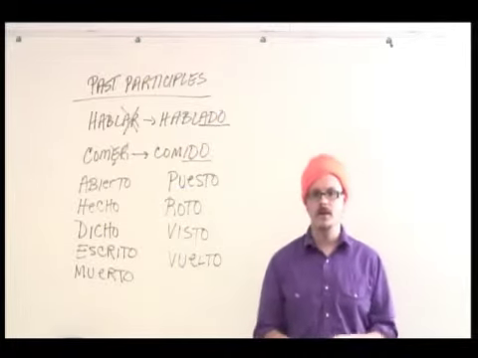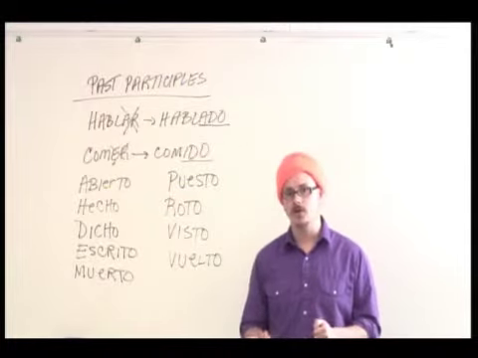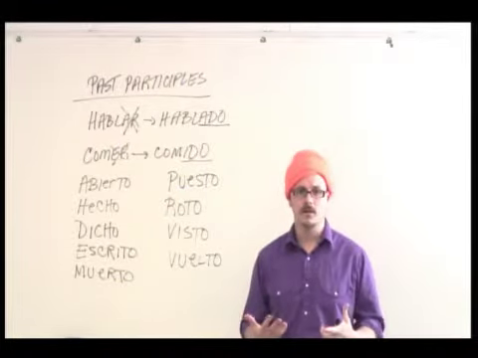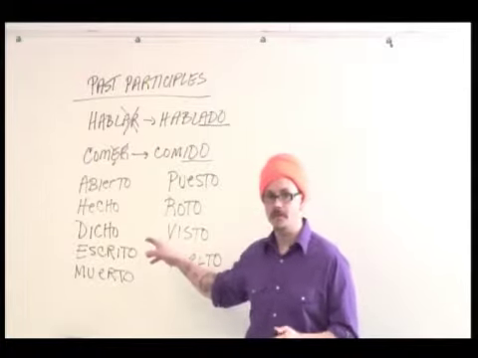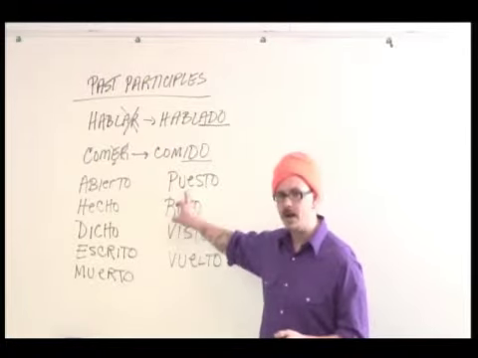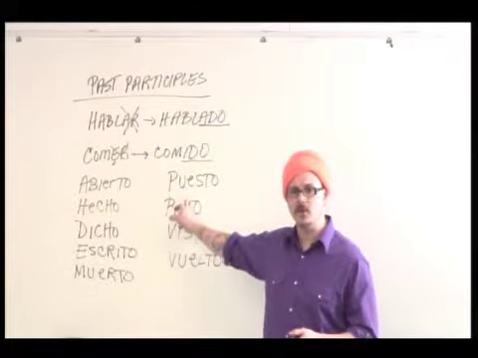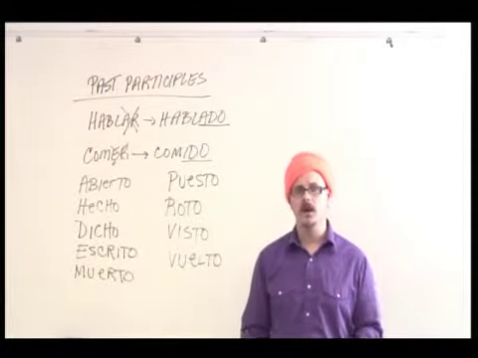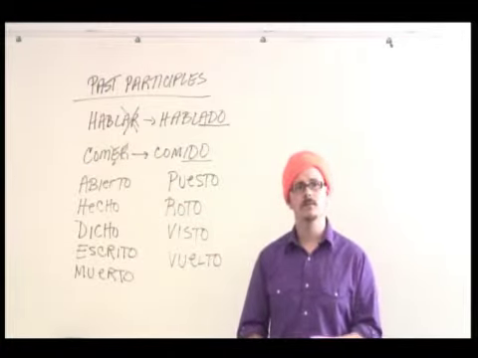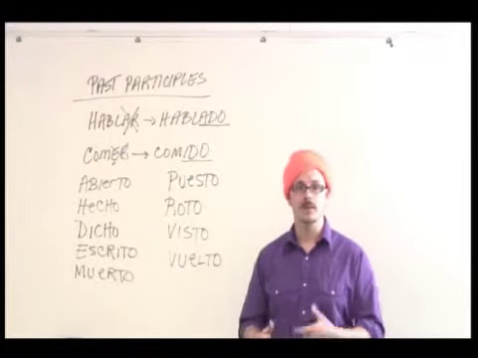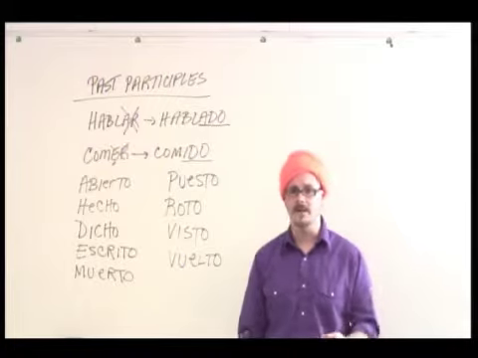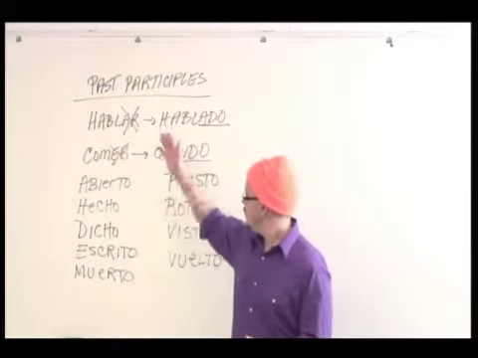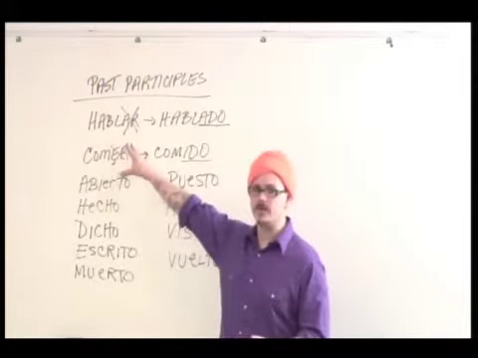Romper means to break. The irregular past participle is roto. Corromper, to corrupt or to corrode, would be corroto. Okay? Poner becomes puesto. Poner means to put. Componer, to put together like that, would become compuesto, comprised. Okay? So these are irregulars. These are the ways that we form regulars.